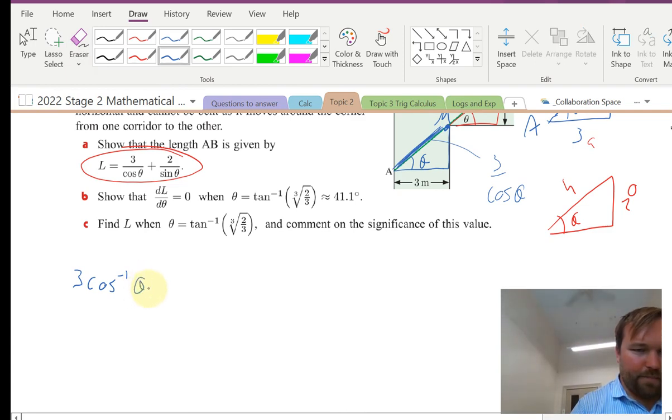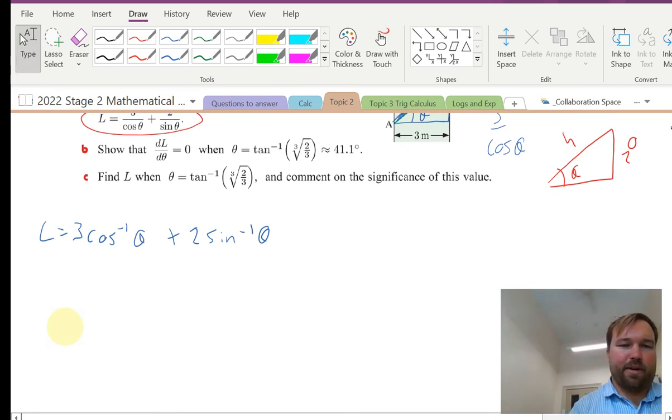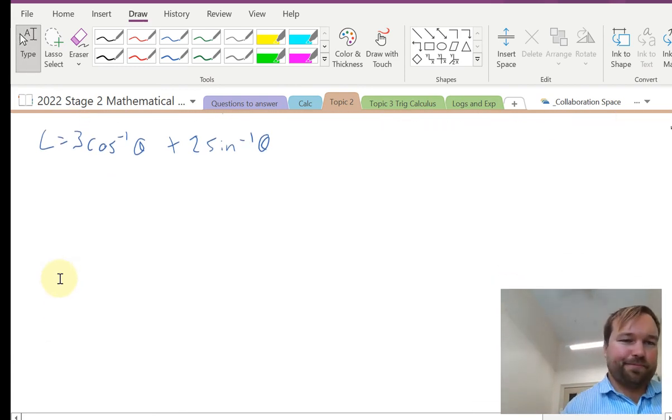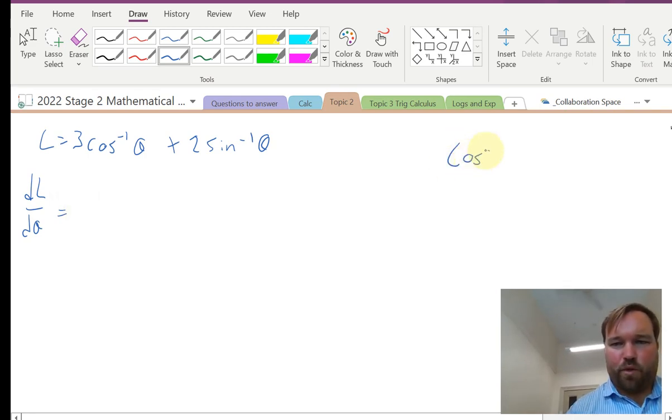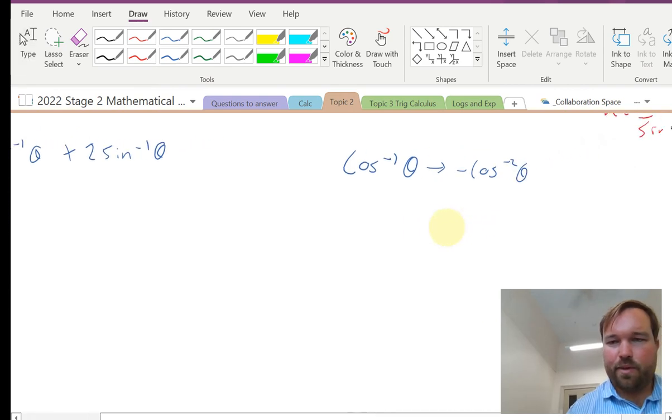We start with 3 cos minus 1 theta. I'm just going to write theta like that. Plus 2 sine minus 1 theta. And that's L. Now, I hope you don't mind me writing it as minus 1, bringing it to the top. It helps with differentiating. Alright, so dL d theta. When we're differentiating cos to the neg 1 of theta, that goes to minus cos to the neg 2 theta multiplied by the derivative of the inner, which is minus sine theta.